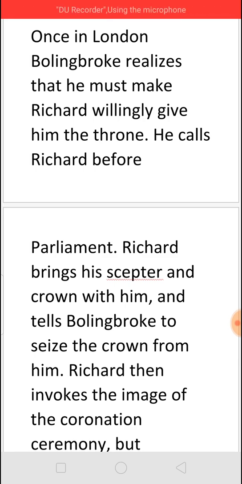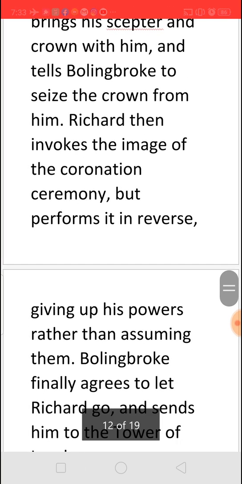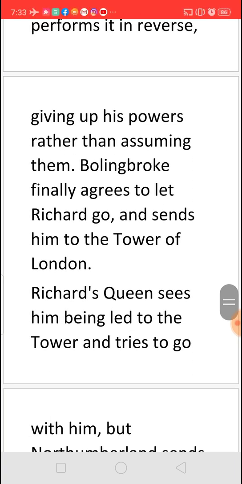And Richard comes with his sceptre and his crown. And first he tells Bolingbroke to seize the crown from him. But then later on, he himself invokes a coronation ceremony and gives all his powers to Bolingbroke. And Bolingbroke also agrees to let Richard go, because now he himself has given the crown to Bolingbroke. So Bolingbroke becomes the king of England. So now he says, okay, I am pardoning you, and he sends him to the Tower of London. And Henry Bolingbroke assumes the name Henry IV.